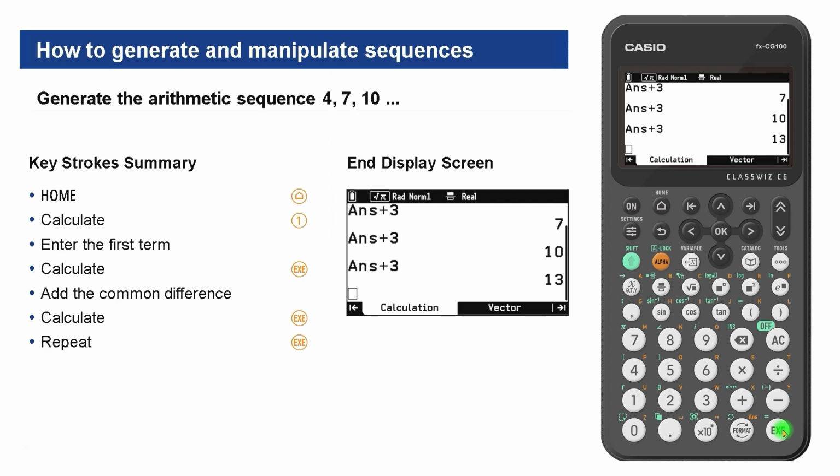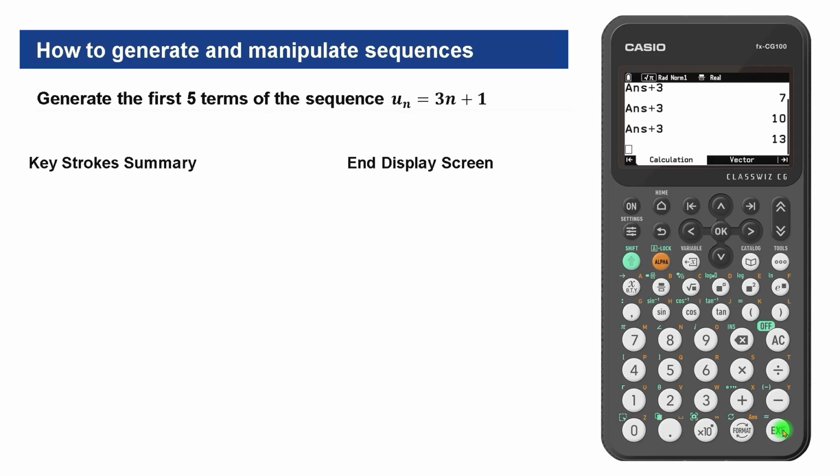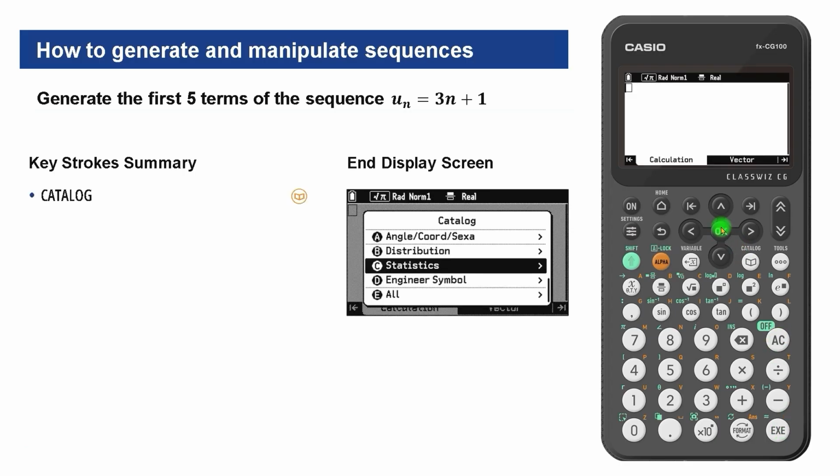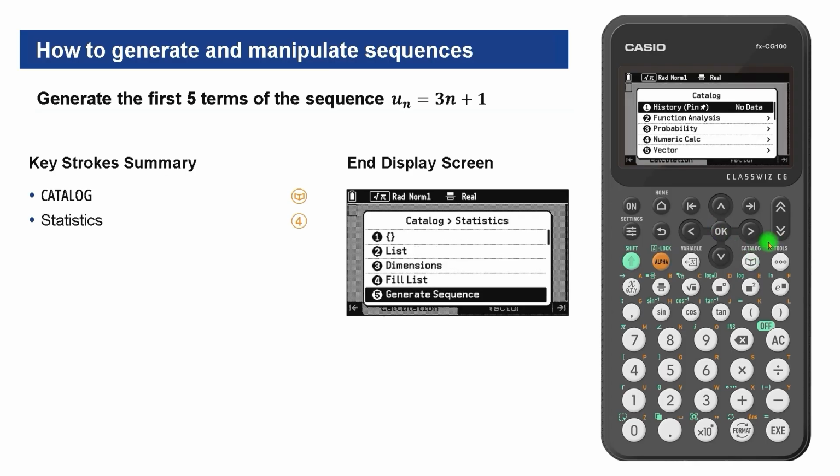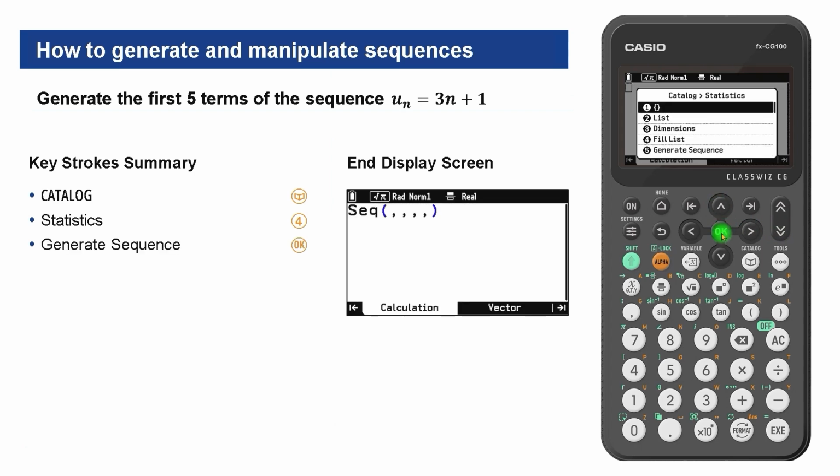Careful vertical scrolling through the lines of calculation will allow you to keep track of the term numbers, but it would be easy to lose count. An alternative approach can be used to generate the terms of a sequence in a list, which makes it easier to keep track of the term numbers. Stay in Calculate and press Catalogue. From the pop-up menu, select Statistics by scrolling or using the shortcut. Then select Generate Sequence to display the sequence template.